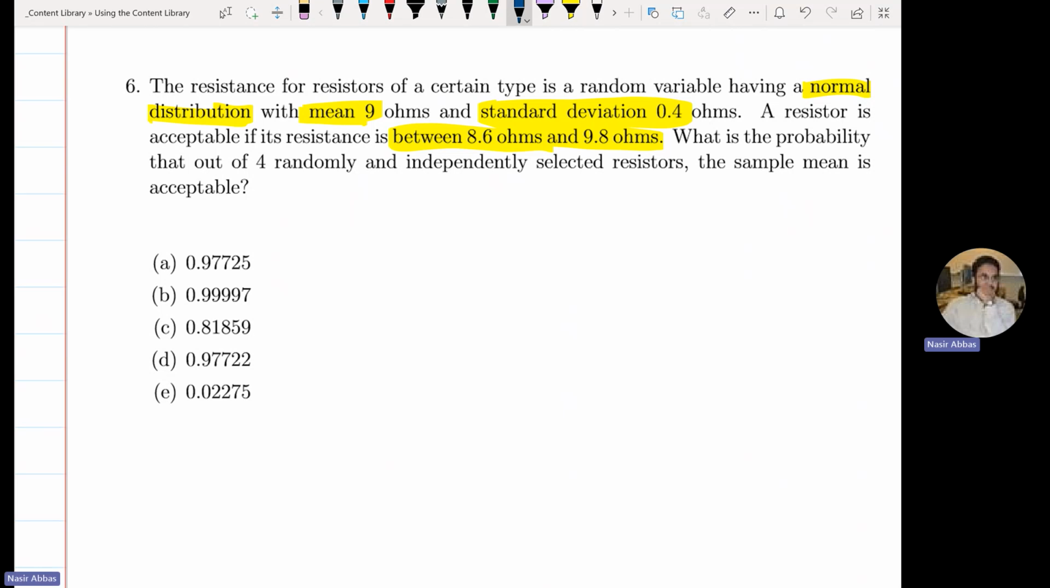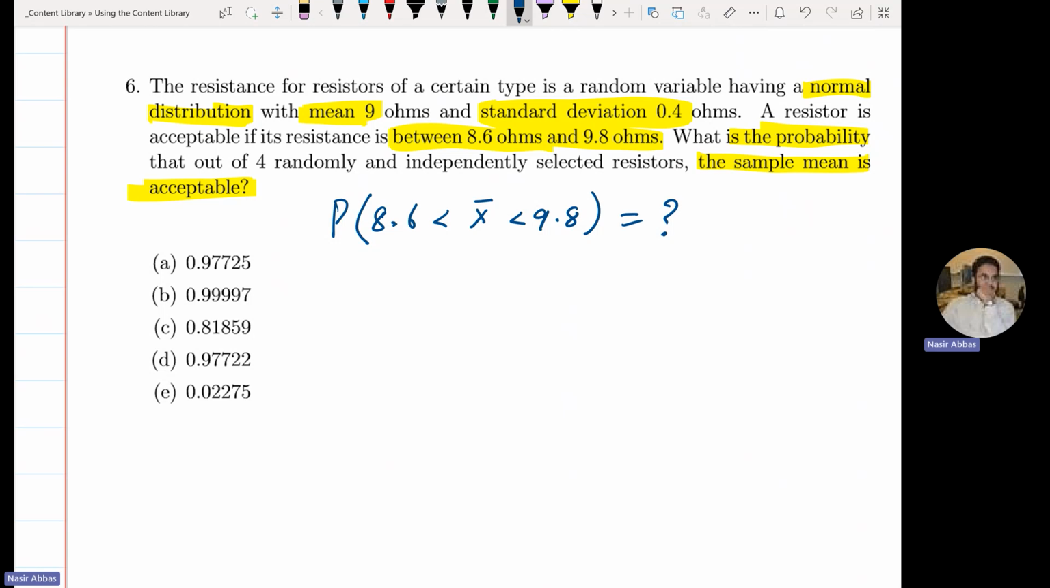What is the question? What is the probability that the sample mean is acceptable? When will it be acceptable? If it is between... This is required in the question, that the sample mean is in the acceptable range. That is, it is between 8.6 and 9.8.